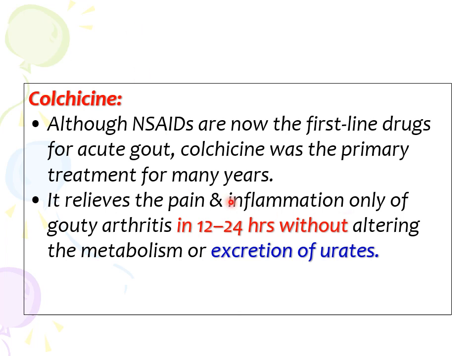Local raised temperature. So pain and inflammation is the traumatic effect. The special name given to it is gouty arthritis. Onset is in 12 to 24 hours. And no metabolism of the uric acid is involved over here, or the excretion of urates.